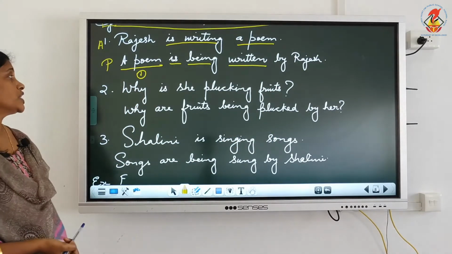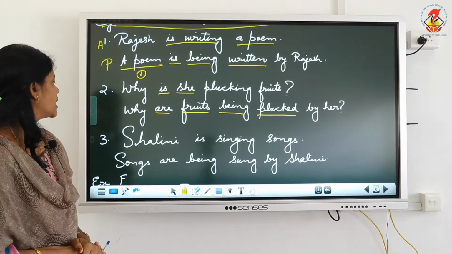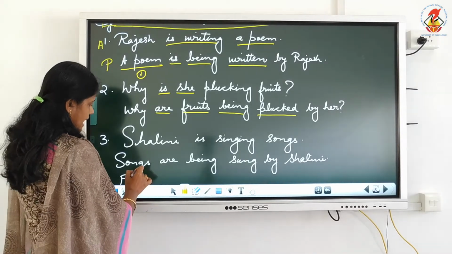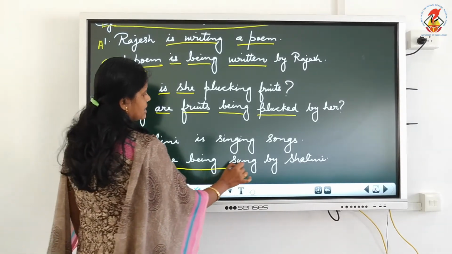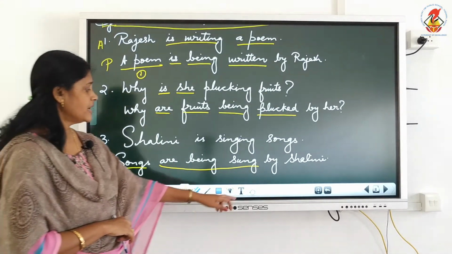Now the interrogative form. Why is she plucking fruits? Plural form. So why are fruits being plucked? Why, the interrogative form, why are fruits being plucked by her? Is it clear? Third example, Shalini is singing songs. Songs, as it is plural, are being sung by Shalini. Is it clear?